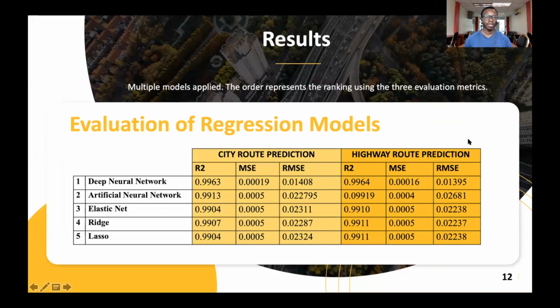Okay, so now for the final modeling, this was done in, as I spoke about, 3 different models, with regularized linear regression taking up the last performing 3 models: elastic net, ridge, and lasso. These performed the worst, followed by artificial neural network, and deep neural network had high scores in everything. It had the lowest MSE and the lowest RMSE and the highest R2 in both the highway and city route prediction datasets.